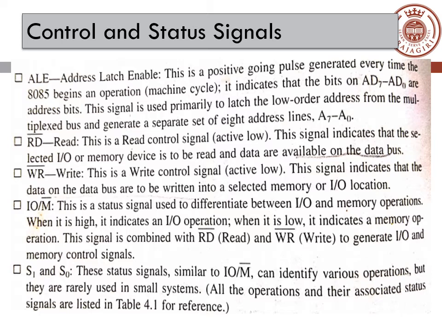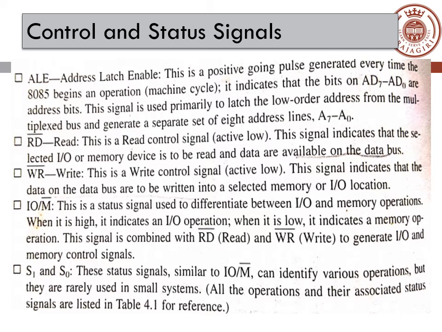The next control signal is WR bar, the write bar. It is again an active low signal. If the processor wants to write something into the memory location or the IO location, the signal should be active. You are going to give a 0 to this particular signal, because it is an active low signal, and whatever data is there in the data bus will be written into the selected memory location or the IO location.